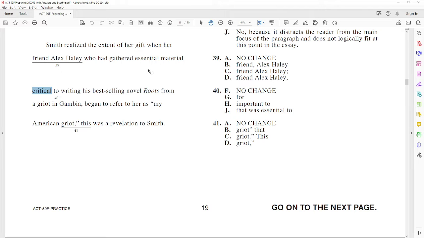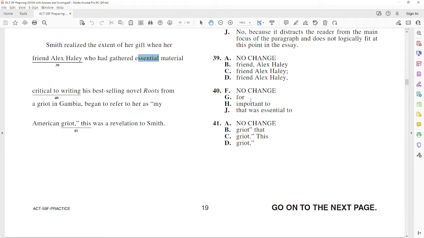Because I've already mentioned that it's essential. So I might say, Smith realized the extent of her gift when her friend Alex Haley, who had gathered essential material for his best-selling novel, Roots. I would just get rid of all that critical to writing because we already know it's critical. It's essential.